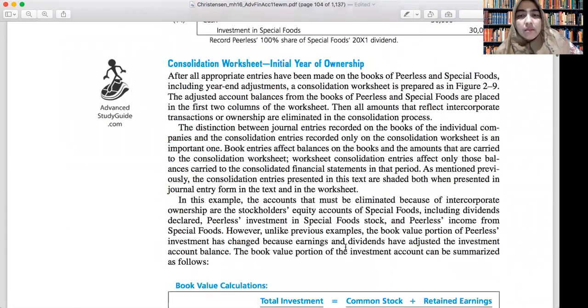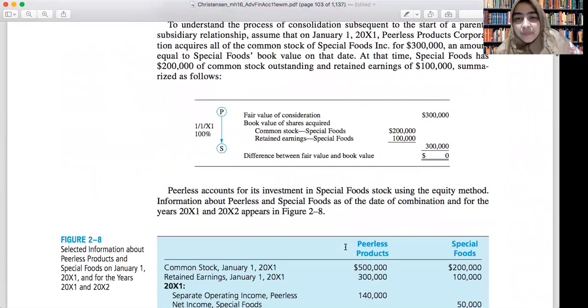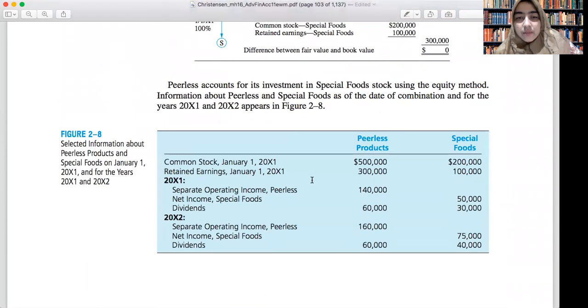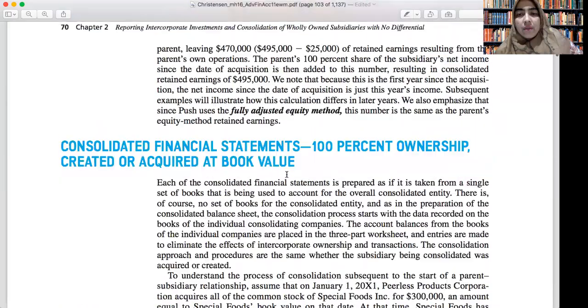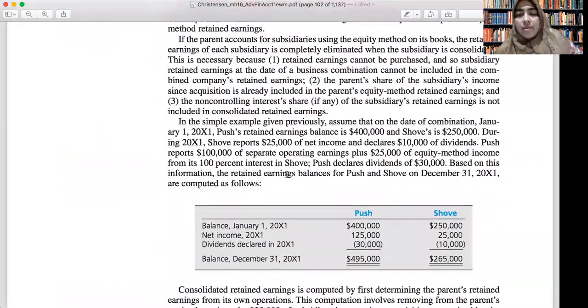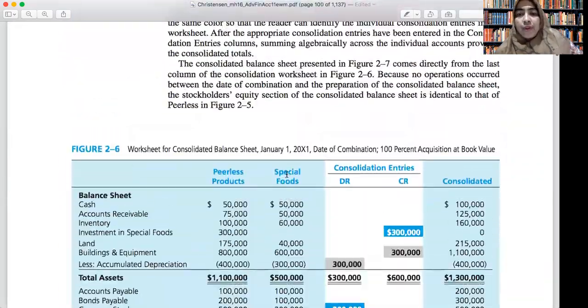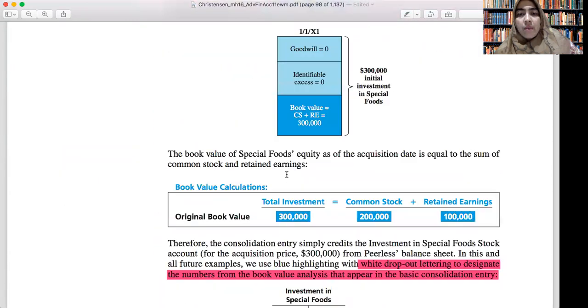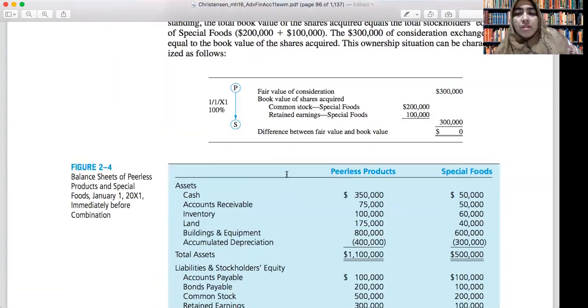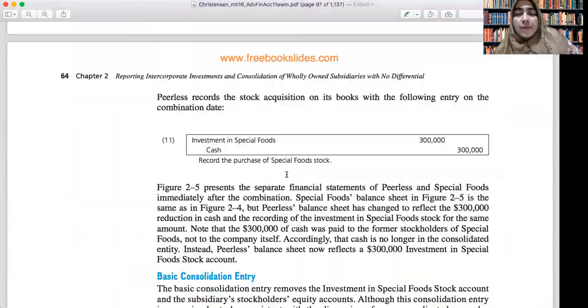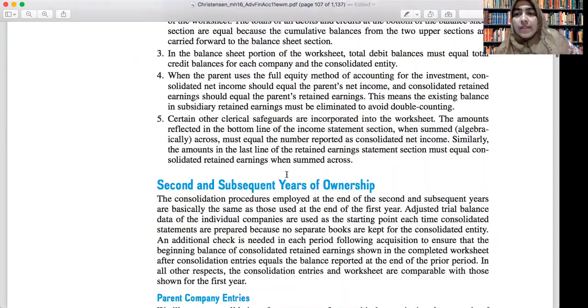I think this is just like the one that we did before, right? So this is the information that you can see as of the date of combination. The common stock is 500. For your information, everyone, this book is related, I mean the information is related from the beginning, so just make sure that you really check it.